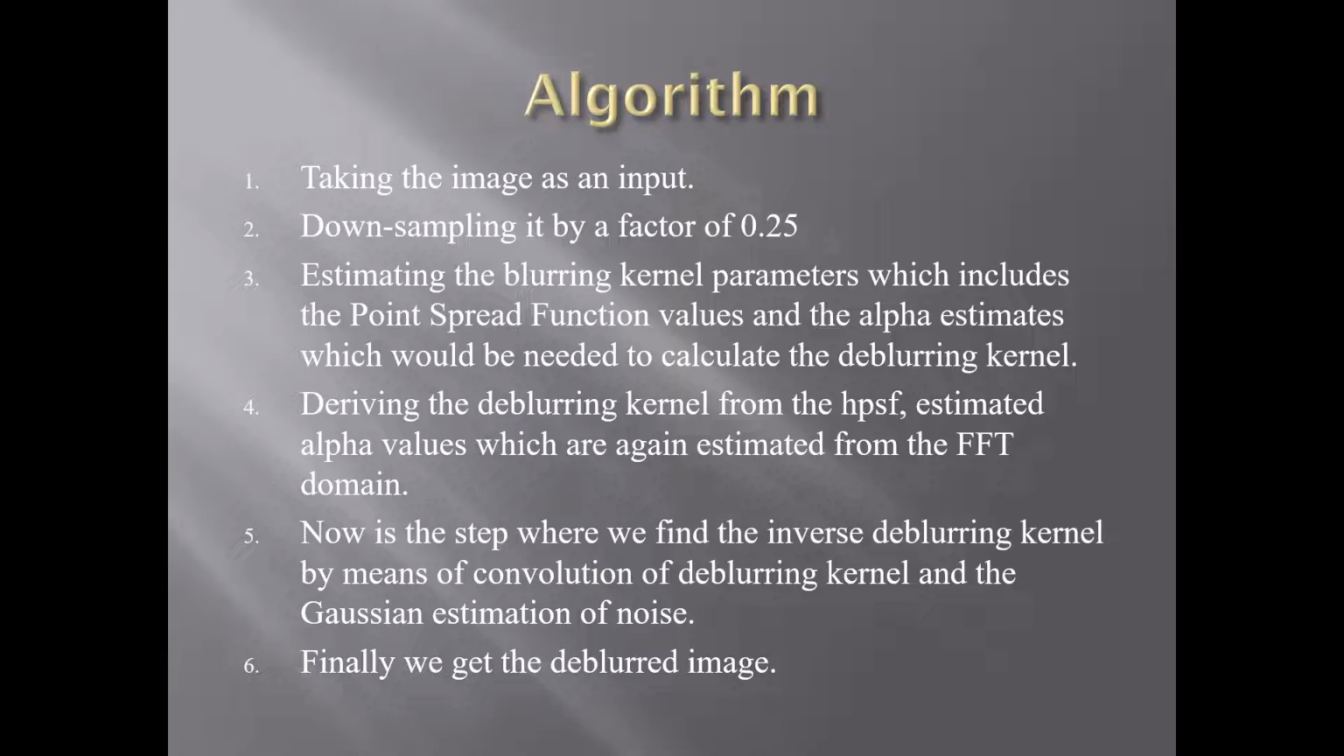After we get the deep learning kernel, in the final stage we convolve our input image with the deep learning kernel and apply a bit of smoothing so that the speckle noise is removed from the image, and in the end we get the deblurred output image.